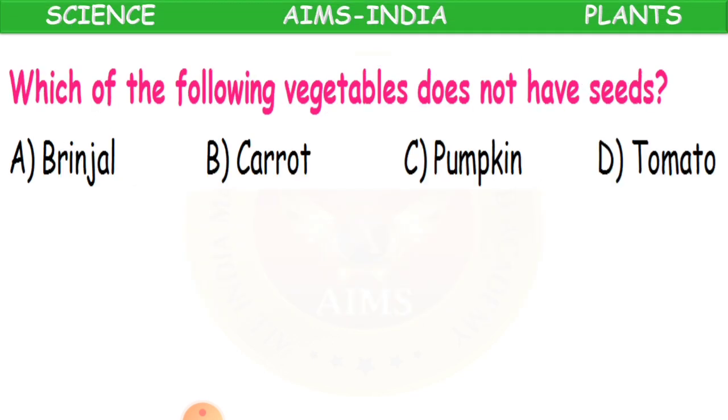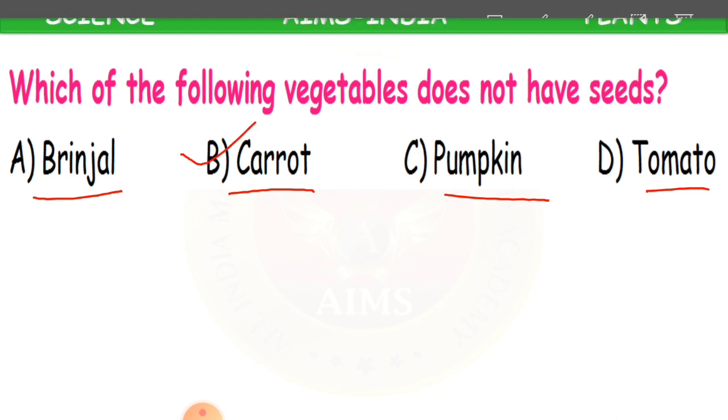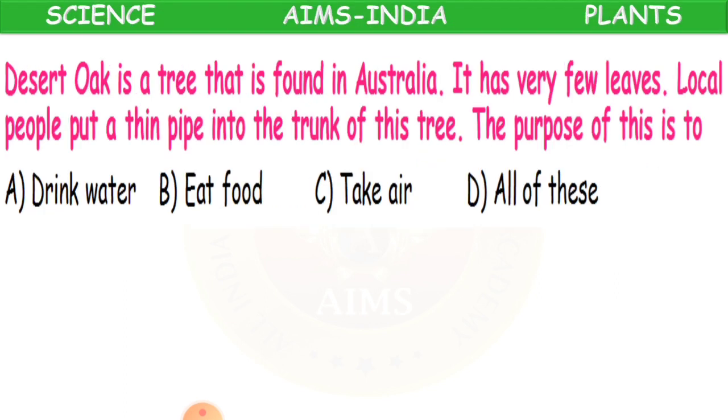Which of the following vegetables does not have seeds? Either brinjal, carrot, pumpkin or tomato. Carrot. B option is the correct answer.